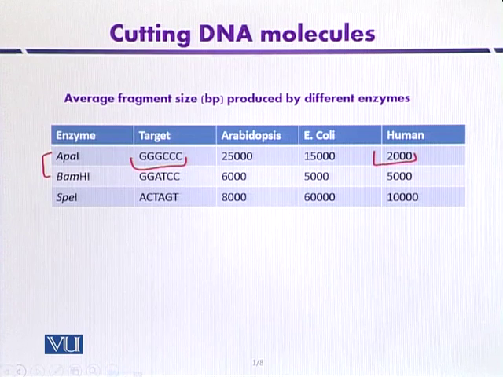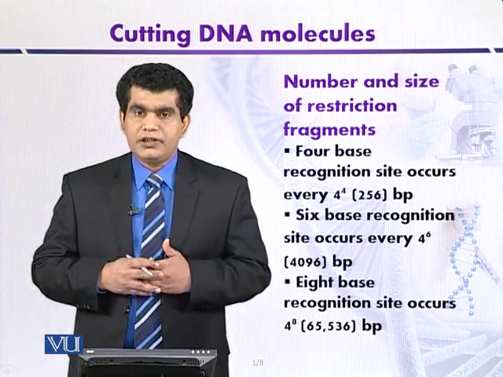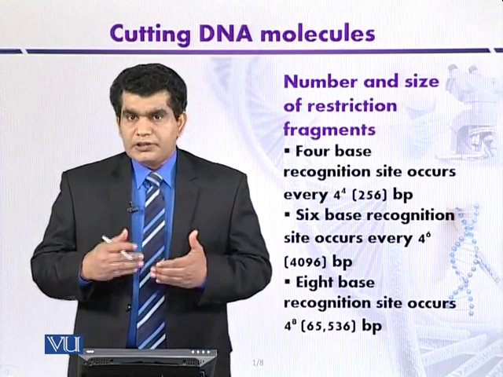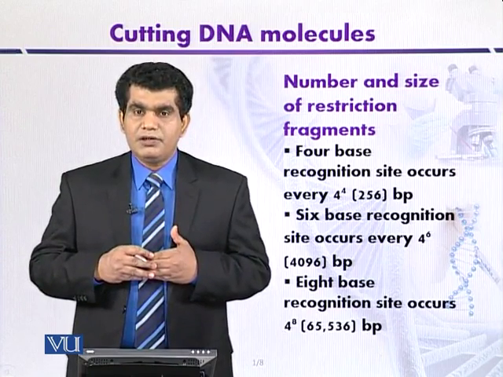And in case of another enzyme like BamHI, it can also recognize a 6 base pair target sequence, but in case of Arabidopsis, it can be repeated after every 6,000 base pairs. In case of E. coli, 5,000 base pairs, and in case of human, 5,000 base pairs, and so on for other microorganisms. From this discussion, now we have the idea that the fragment length generated by different restriction enzymes may be different.